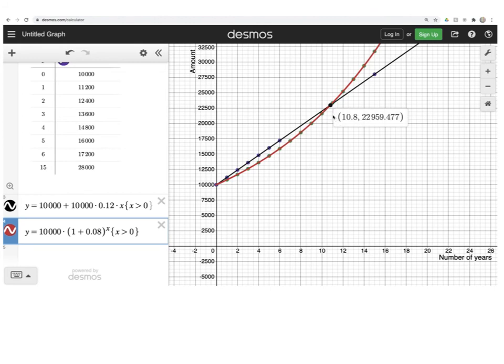So in a test scenario, you'd be expected to find the intersection point of your lines of best fit and then just read where that point is on your graph.